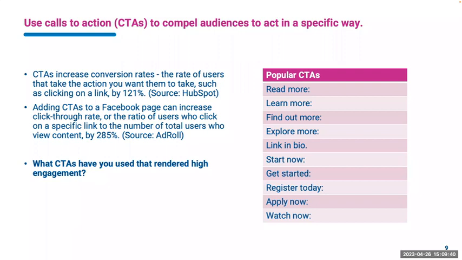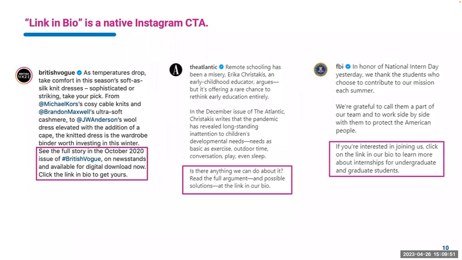But there is one thing you need to know for CTAs, which leads us to link in bios, because Instagram loves being Instagram and being tricky. You cannot use URLs with posts on Instagram. You have to put your URL in a bio, thus the link in bio, unless it is an ad or anything you pay for like that, the sign up now that you see when you're scrolling.